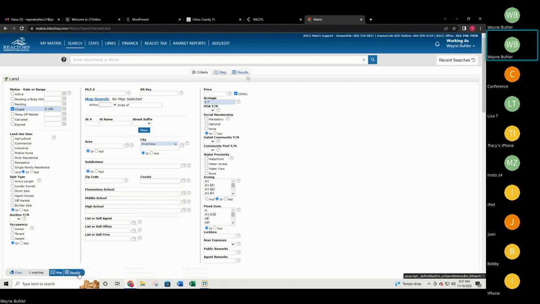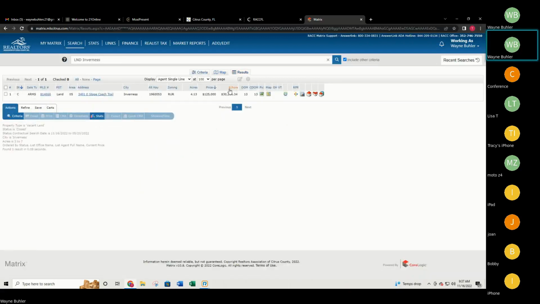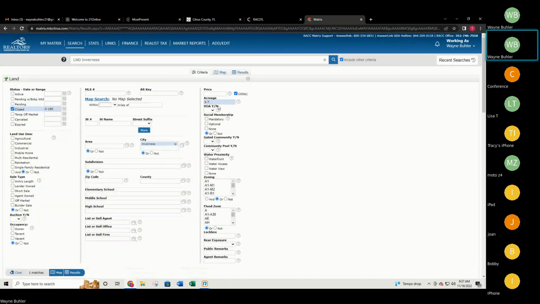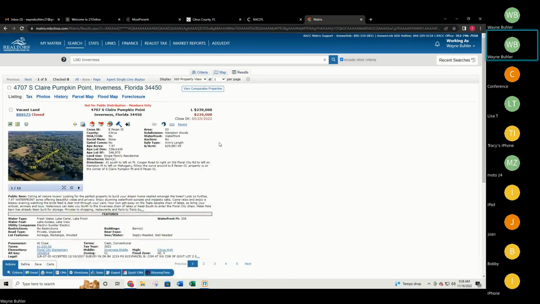Again, that only gives me one match. Sold for $125,000 or $30,000 an acre. However, it is off of Stagecoach Trail. Surprised that's still Inverness. But so we'll hop back to criteria and see if we can adjust our parameters a little bit. 2 to 9 gives me 5 matches.